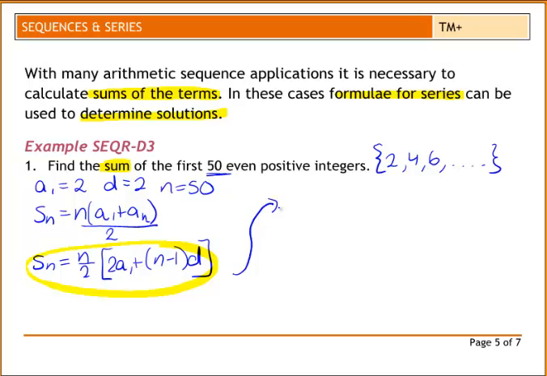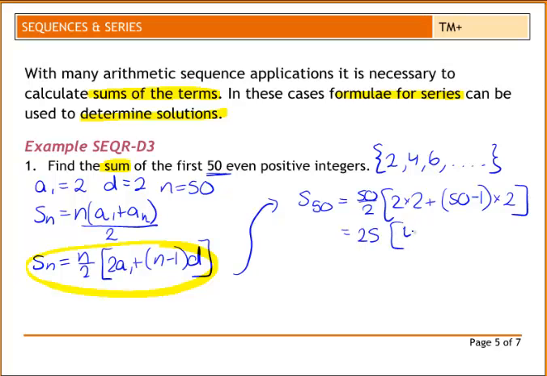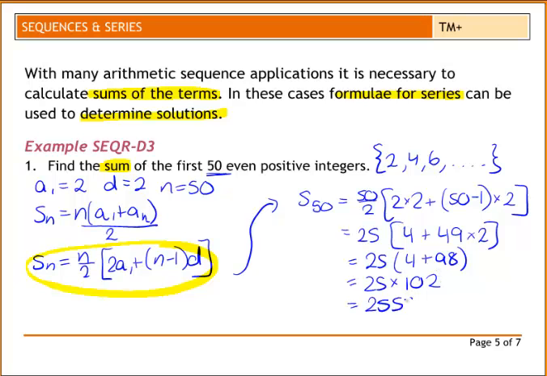So I've got, you would work down your page yet again, so S of 50 would be 50 over 2, 2 lots of 2 plus 50 minus 1 times by 2. 50 divided by 2 is 25, 2 times 2 is 4, plus 50 minus 1 is 49 times 2. That becomes 25 times 4 plus 49 times 2, which is 98. So I've got 25 times 98 plus 4 is 102, which gives me 2,550.